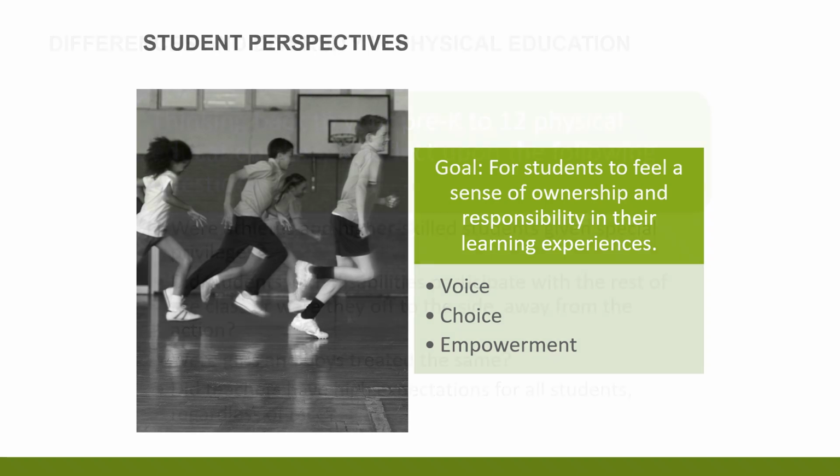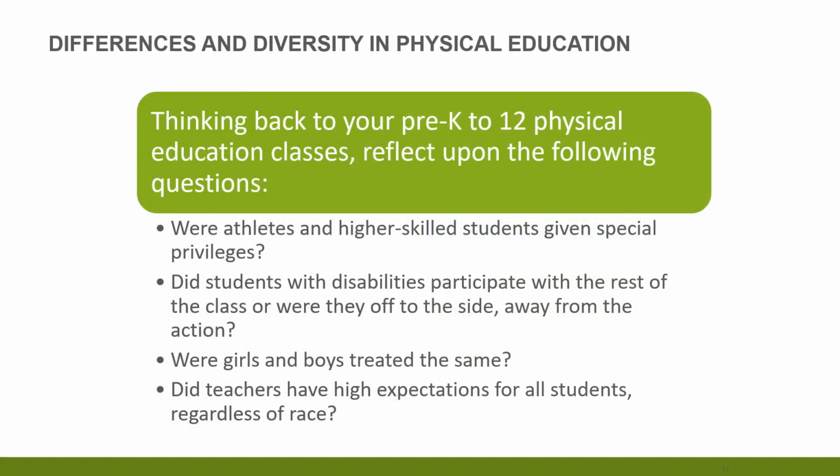Should consider the differences in diversity in physical education. So they should consider whether students who were more naturally athletic or skilled were favored, such as being picked first for teams or given leadership roles or receiving more encouragement, and how that affects class dynamics and inclusion. They should also reflect on whether students with disabilities were fully integrated or often sidelined in activities. So think about how inclusion or lack thereof impacted their sense of belonging and learning opportunities.